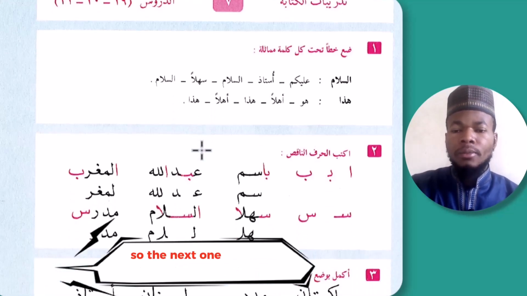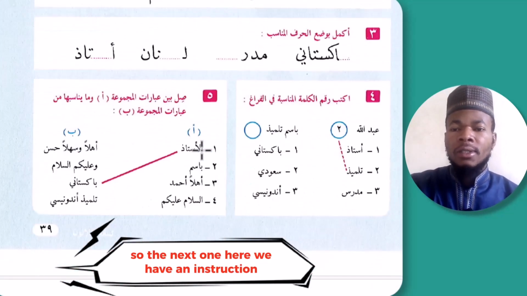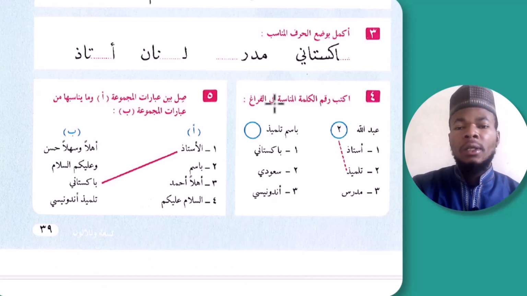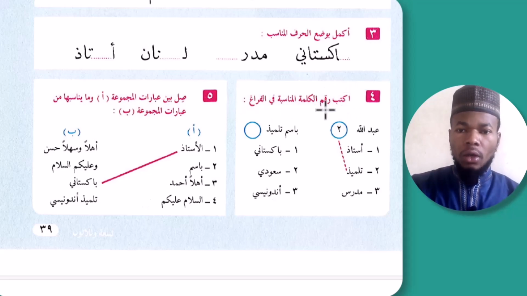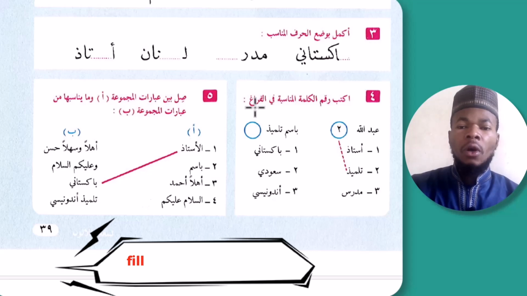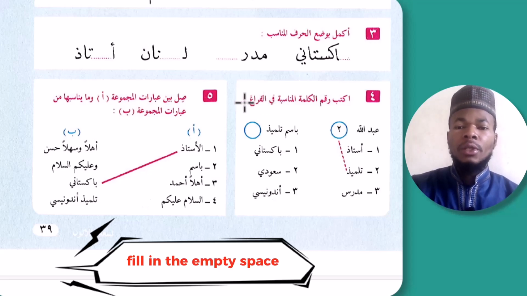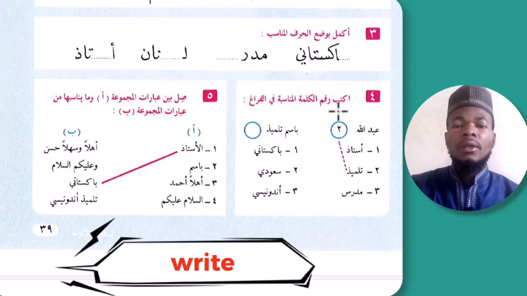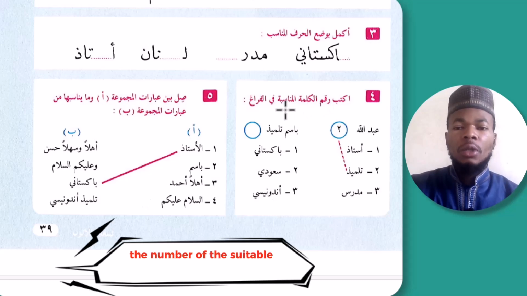So the next one, here we have an instruction that says اكتب رقم الكلمة المناسبة في الفراغ. This means اكتب, write, رقم الكلمة المناسبة, the number of the suitable word, في الفراغ, in the empty space. اكتب رقم الكلمة المناسبة في الفراغ, write the number of the suitable word in the empty space.